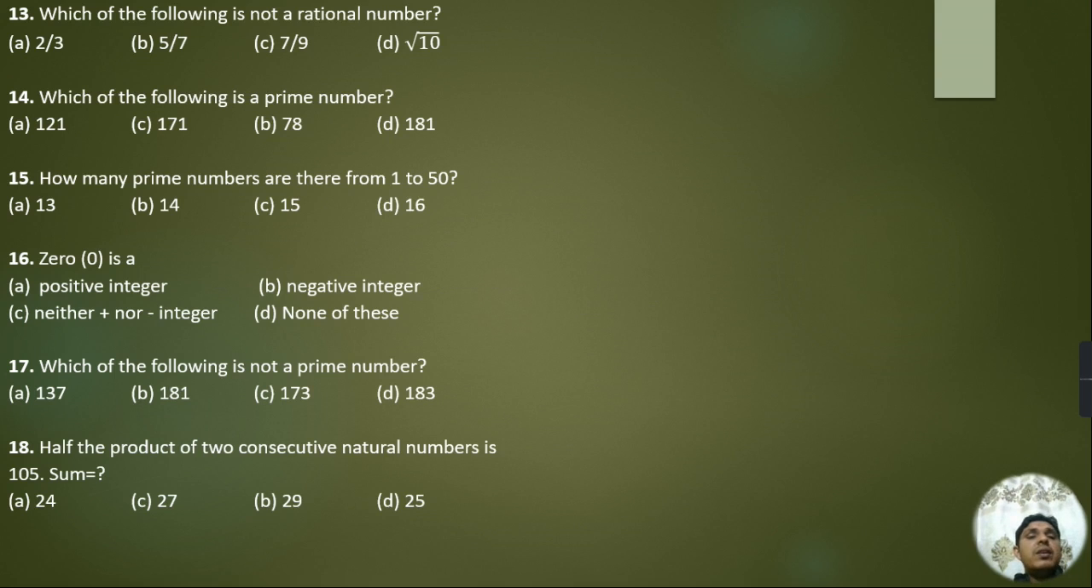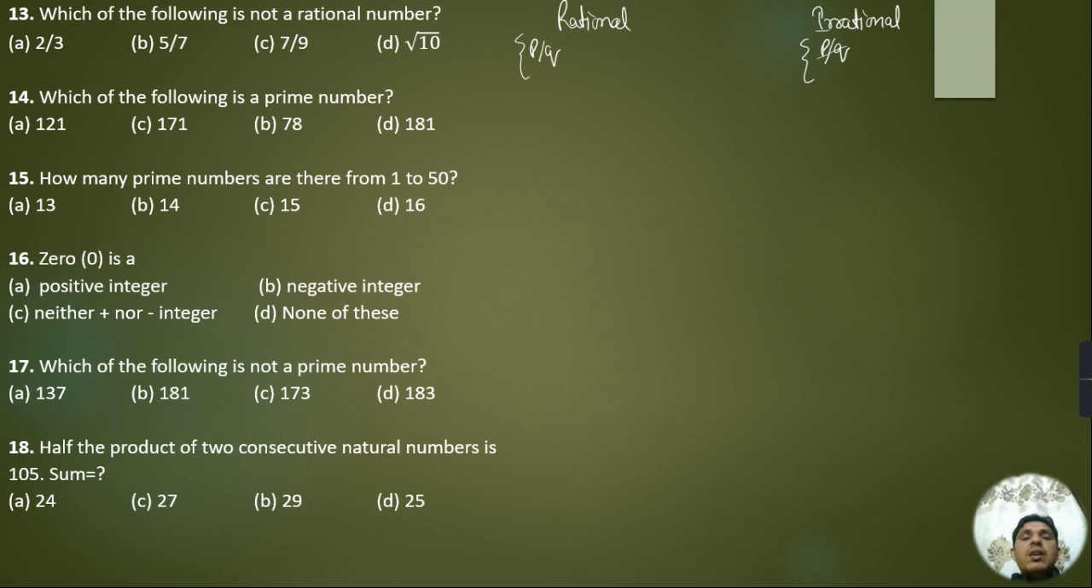Coming to the next question. In question number 13, you have to find which of the following is not a rational number. Students, we have already discussed what a rational number and an irrational number are. Let us discuss once again. A rational number is a number that can be written in the form of p by q, and an irrational number is a number that cannot be written in the form of p by q, right?